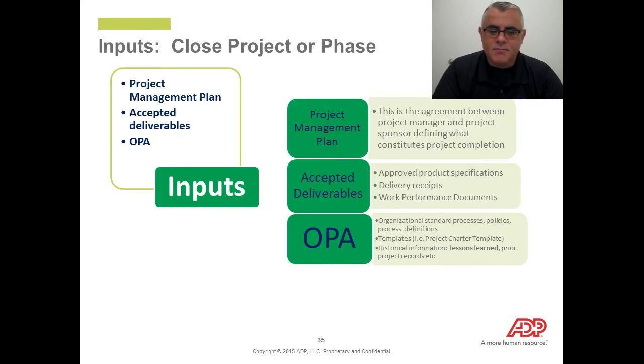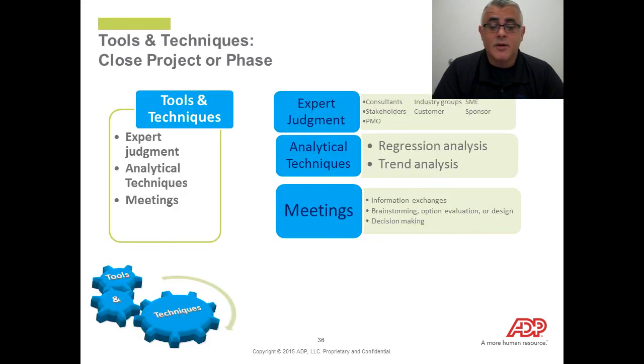All right, so slide 35 is a breakdown of those inputs. Let's go over to slide 36. Let's look at our tools and techniques. I promise you, you're going to see this expert judgment quite a bit. So that one should be really easy to start to memorize as a tool and technique. You need expert judgment because you need to know, has everything been completed? As a project manager, this is where your expert judgment comes into play.